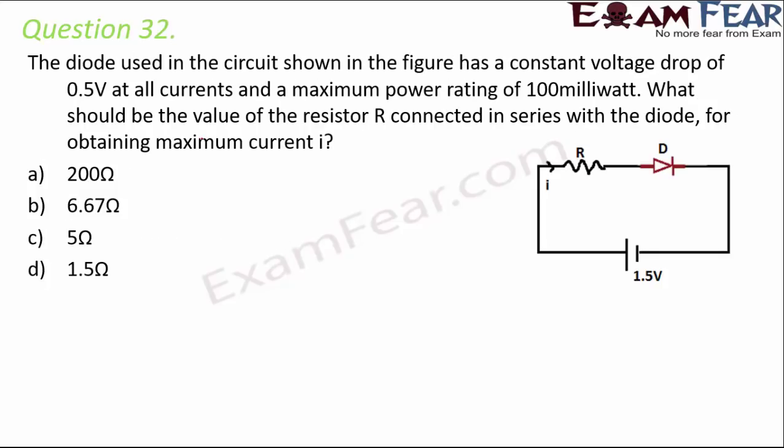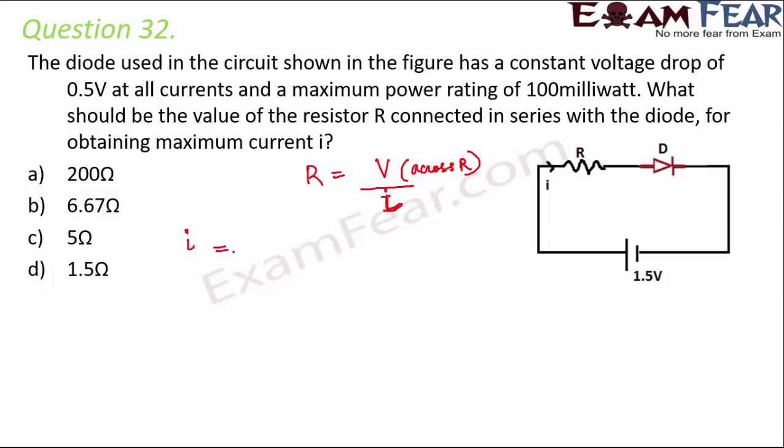Question number 32. The diode used in the circuit shown in the figure has a constant voltage drop of 0.5 volts at all currents and a maximum power rating of 100 milliwatt. What should be the value of the resistor R connected in series with the diode for obtaining maximum current I? Now in this case, in order to calculate the value of R, what do we need to do? R will be equal to the voltage across R divided by the current flowing through R, so this is small i. So for that we will first have to find out the value of current. So how do we calculate current?